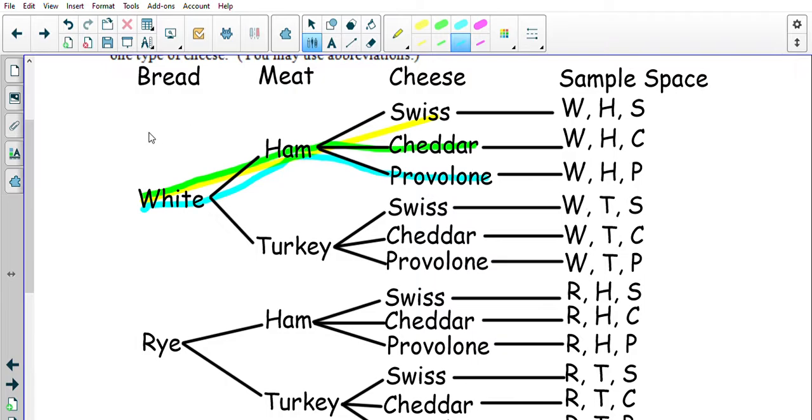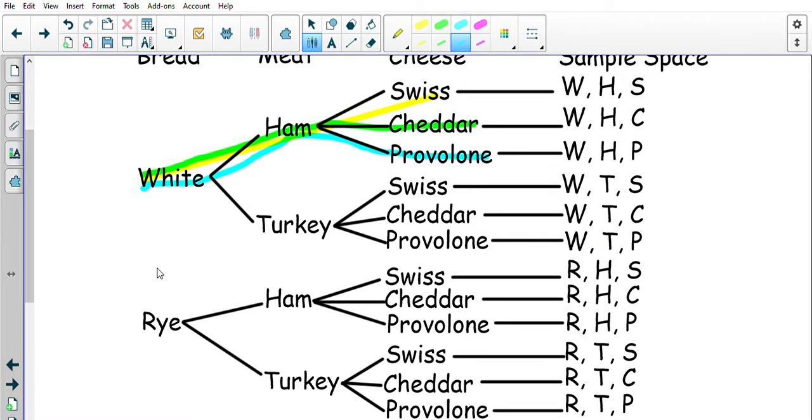And then still choosing white bread, but instead turkey, we'd have white turkey Swiss, white turkey cheddar, white turkey provolone. You don't need the commas between these. I just included them there. So you could have just WTP. Then if I don't choose white bread, I'm going to choose rye. So I've got rye ham Swiss, rye ham cheddar, rye ham provolone, rye turkey Swiss, rye turkey cheddar, and rye turkey provolone. Again, it doesn't matter if they're in this specific order. They can really go in any order we wish to write these.